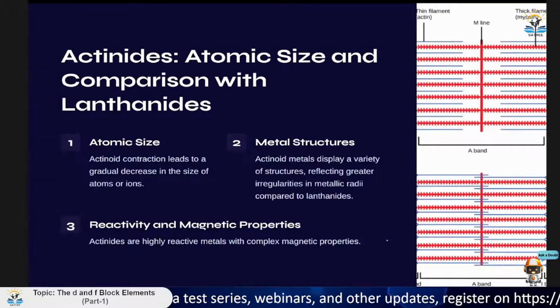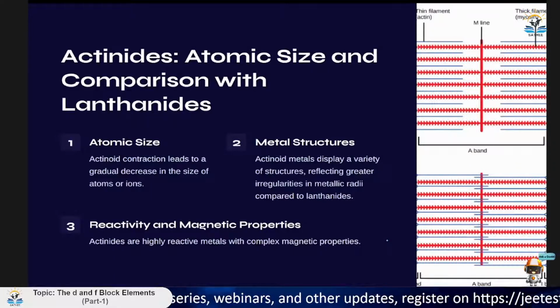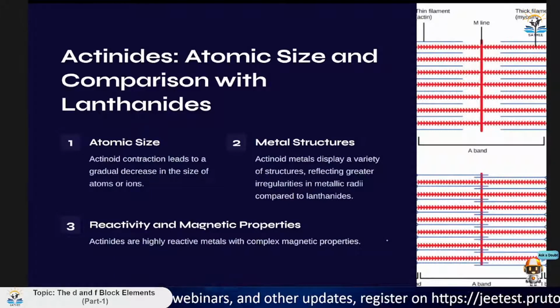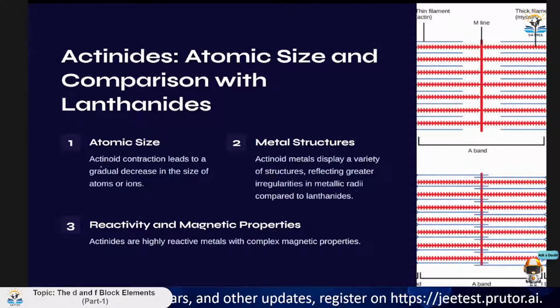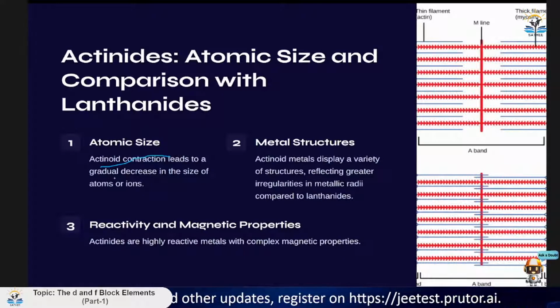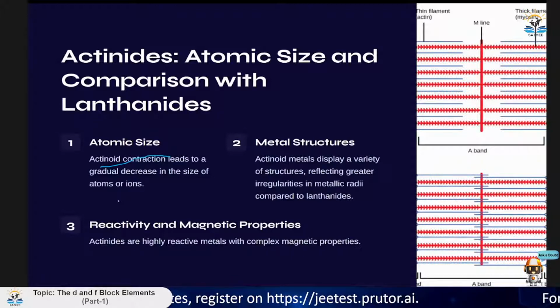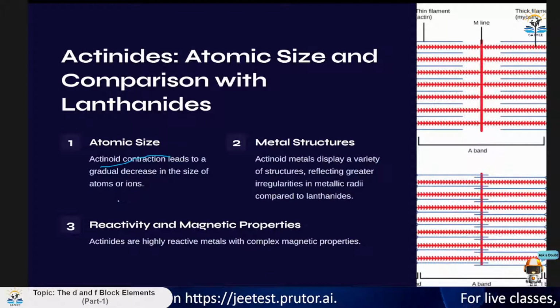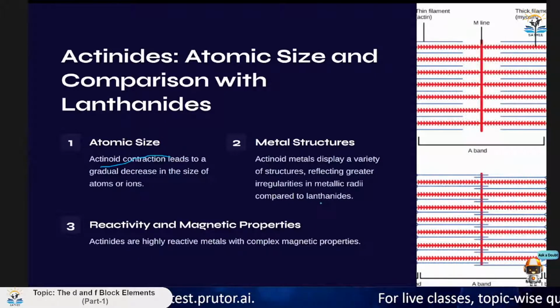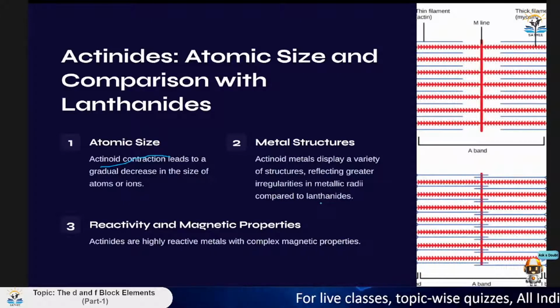And if we see a comparison of actinoids and lanthanoids, we have a thing called actinoid contraction, which leads to a gradual decrease in the size of our atoms and ions. And actinoid metals display a variety of structures, showing irregularities that are greater than those in lanthanoids.